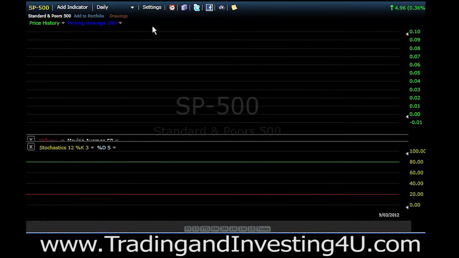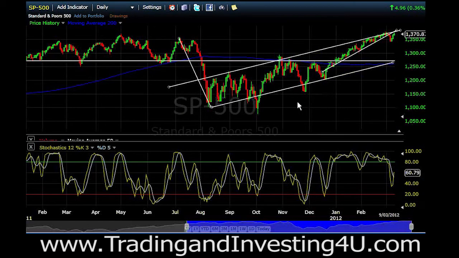Looking at the S&P 500 daily chart, it is showing the exact same thing as well. Look at that massive support line turning into resistance, with major divergence on the stochastics. So my argument is to look out for the downside to come this week.